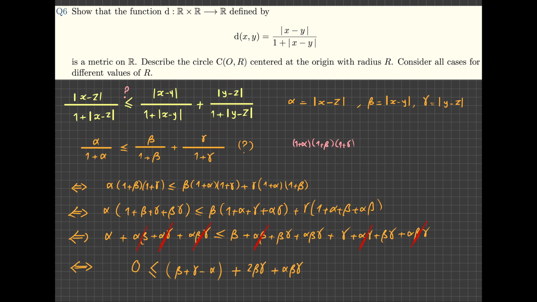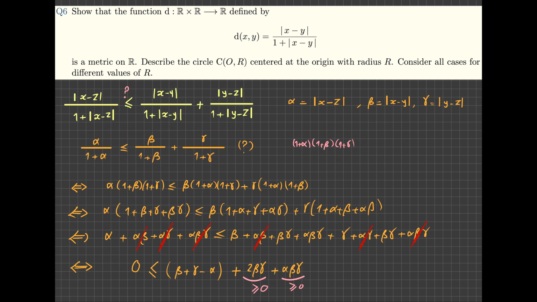But it seems that I cannot simplify this anymore, but to be honest, I really don't need to do that. Why? Because this is true. Why is this true? First of all, alpha, beta, and gamma are the outputs of absolute values. So alpha, beta, and gamma are non-negative. If they are non-negative, what does it mean? It means that this expression is non-negative. This expression is also non-negative.